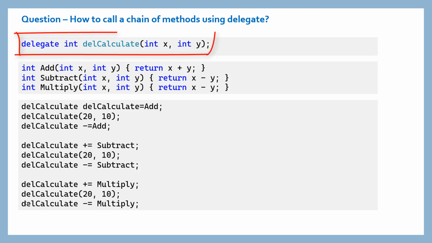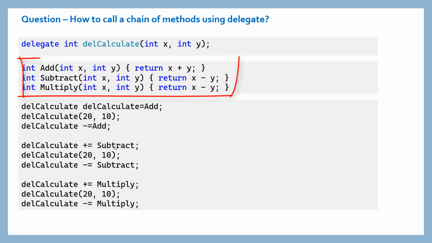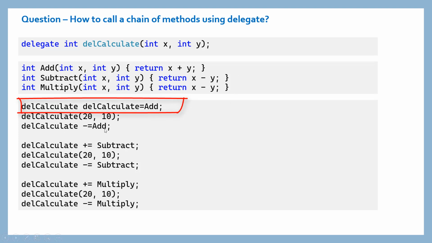To do this, we need to declare a delegate, del calculate, having integer x and y, and the return type is also integer. There are three methods: add, subtract, and multiply, having the same signature of the delegate. Now we have created an object of the delegate del calculate, referring to the add method here. We can pass the parameter and see the output.